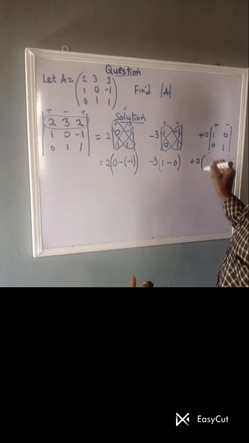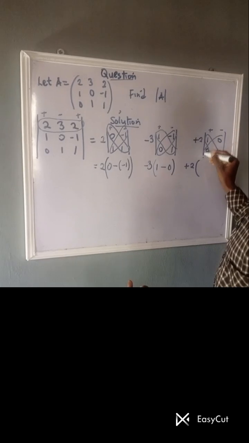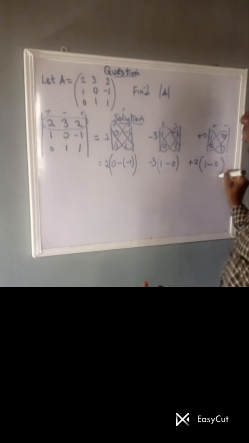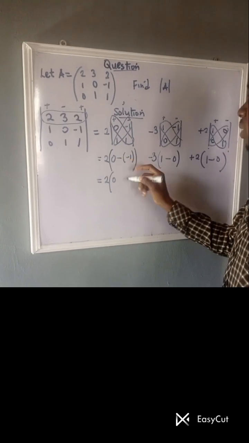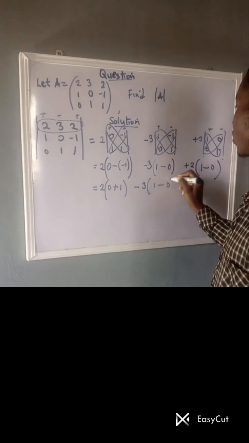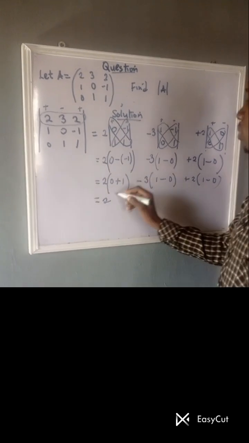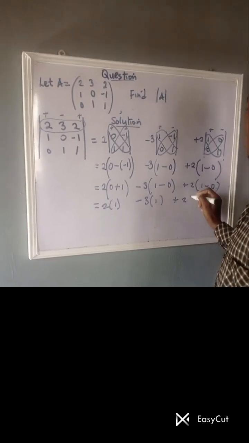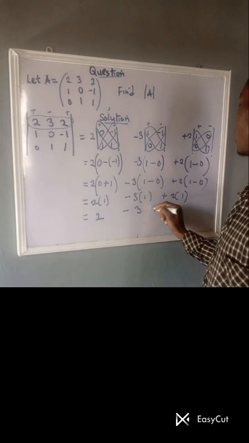Now plus 2 times, now this will multiply this, because they go with a plus, and this will multiply this, they go with a minus. So 1 times 1, 1, minus 0 times 0, 0. Now I'll come here, 2 times 0. Now minus times minus 1, minus times minus will give us plus. So this is now plus 1, minus 3 times 1 minus 0, plus 2 times 1 minus 0. 0 plus 1 is 1. Minus 3 times 1 minus 0 is 1. Plus 2 times 1 minus 0 is 1. So 2 times 1 is 2, minus 3 times 1 is 3, plus 2 times 1 is 2.